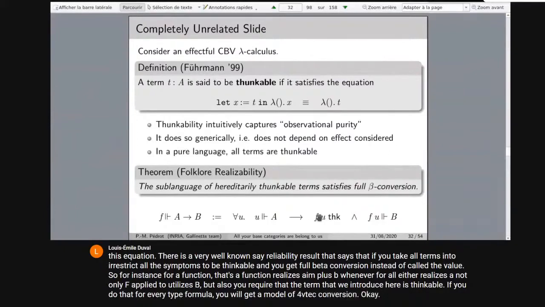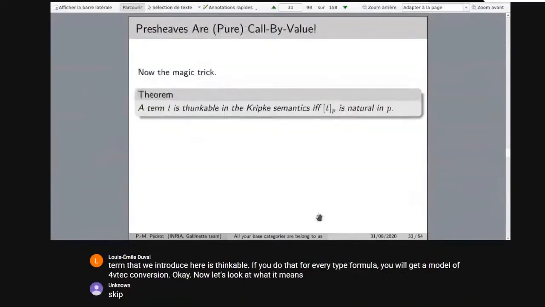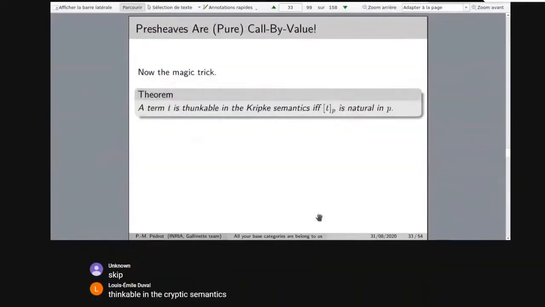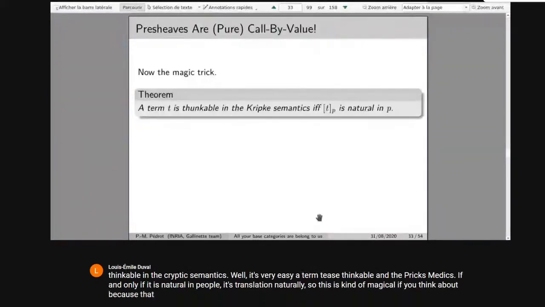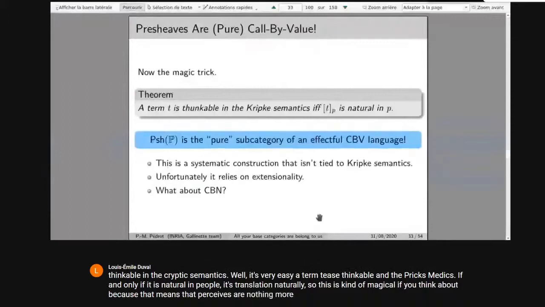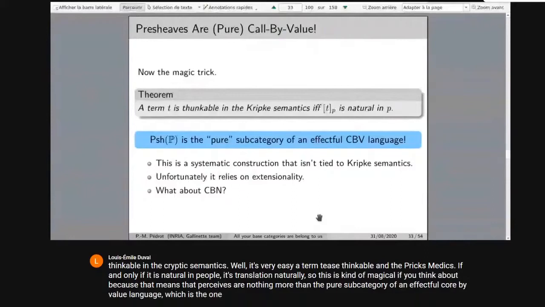Okay, now let's look at what it means to be thunkable in the presheaf semantics. Well, it's pretty easy. A term T is thunkable in the presheaf semantics if and only if its translation is natural in P. So this is kind of magical if you think about it, because that means that presheaves are nothing more than the pure subcategory of an effectful call by value language, which is the one you get when you just perform the careless presheaf model.